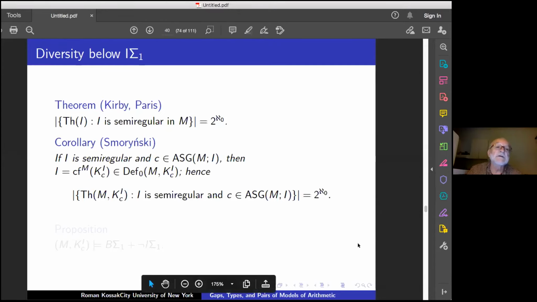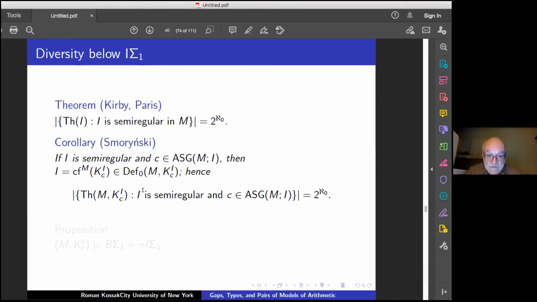And then based on that, since there is the same construction, if you have an element that codes an ascending sequence of gaps, but now not of length omega, but of length I, where I is any given initial segment, the arithmetic cofinality of this cut I in M is I, if I is semi-regular. And because of that, I is definable in the pair. And since we have continuum many theories of the semi-regular cut I, this gives us continuum many theories of pairs for semi-regular I.